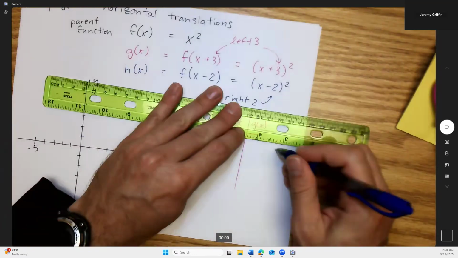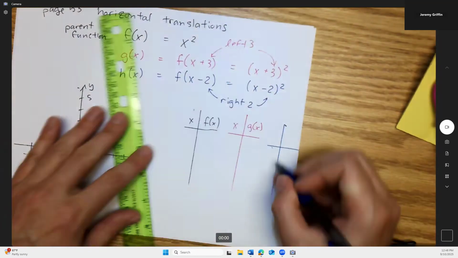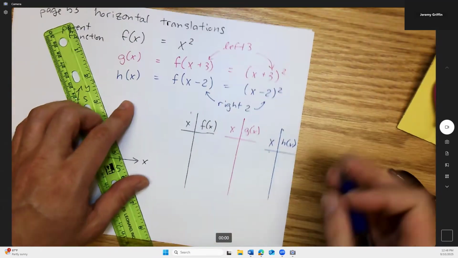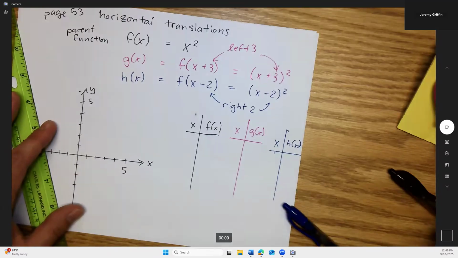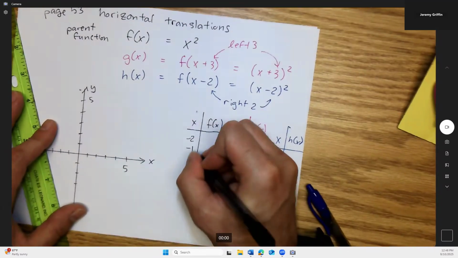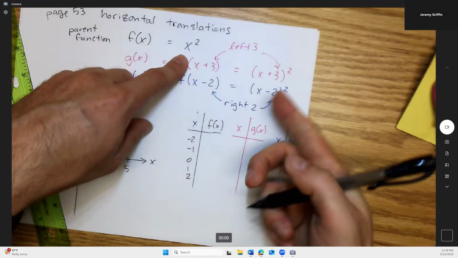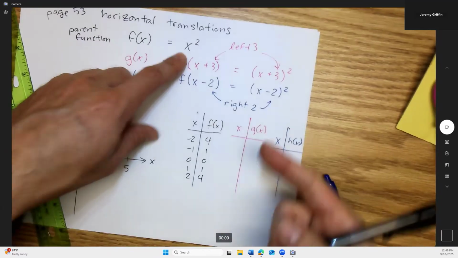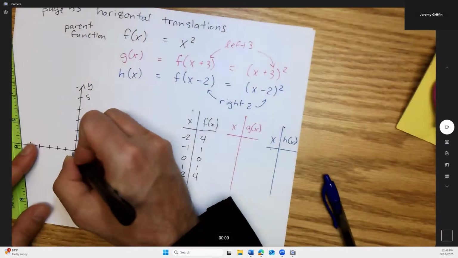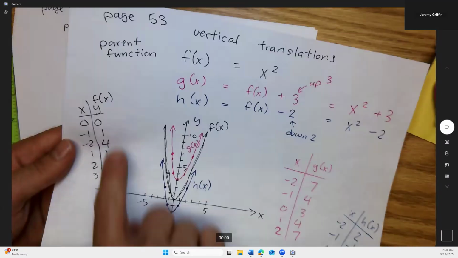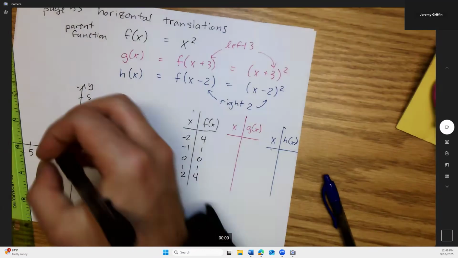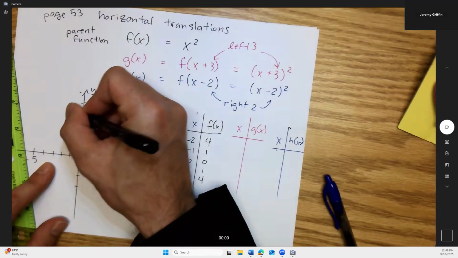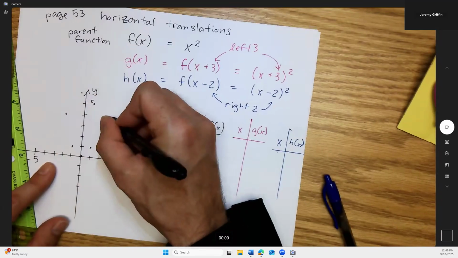I'll come in with this blue. Let's do x and h of x for the blue. See how this works. So if I pick -2, -1, 0, 1, 2, very simply square it. That's what we did before: 4, 1, 0, 1, 4. I'm just squaring them all. We already did that a few minutes ago. So 0, 0; -1, 1; 1, 1; -2, 4; 2, 4.